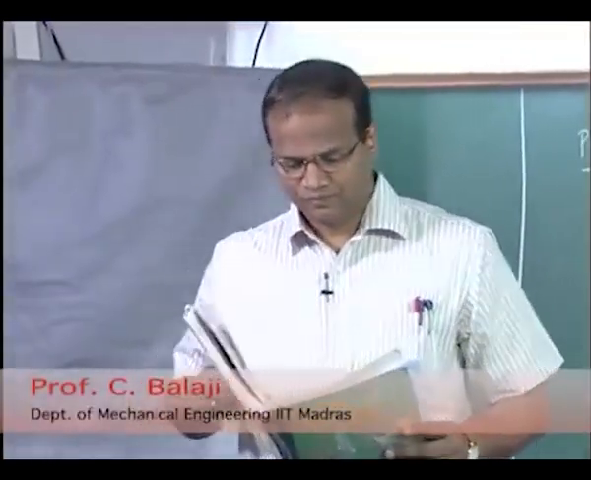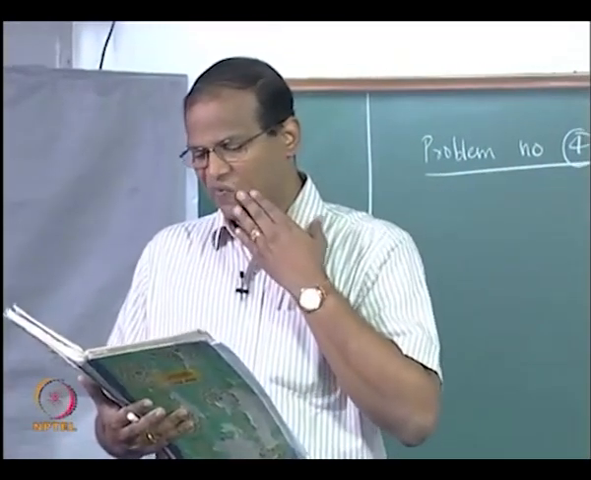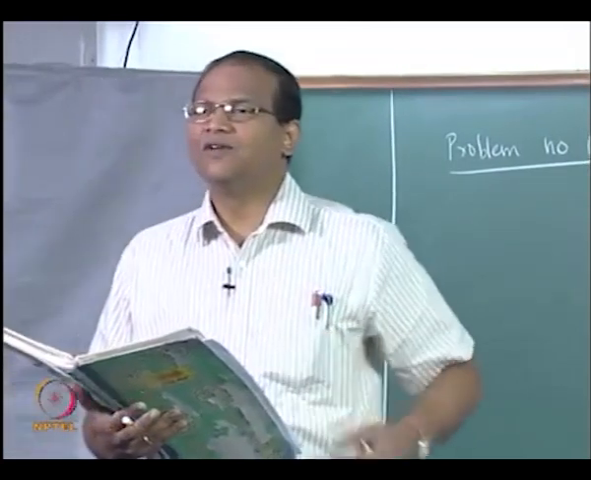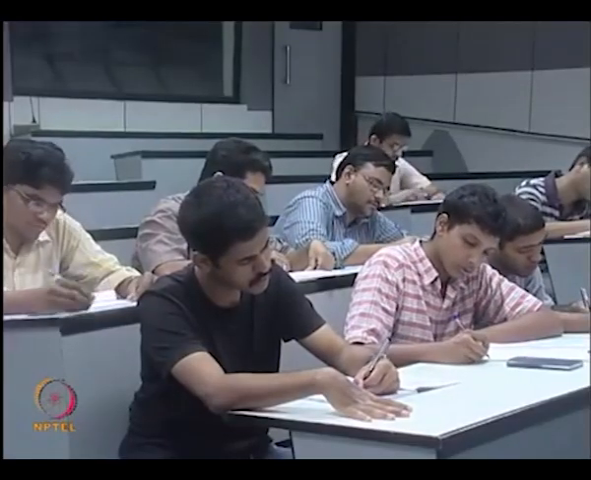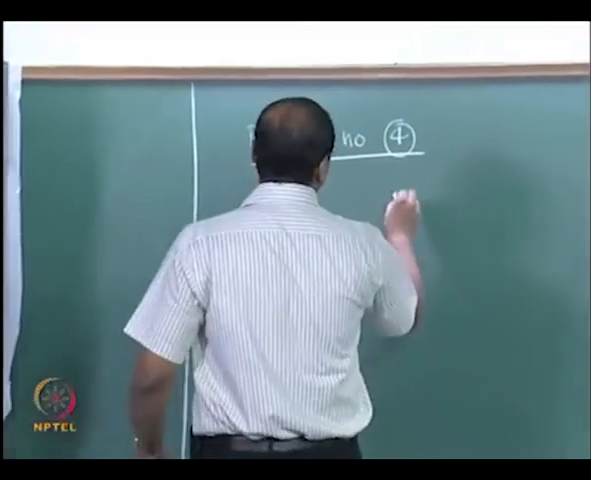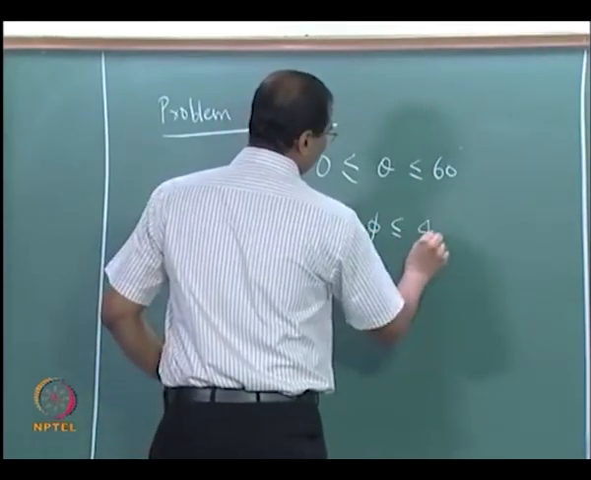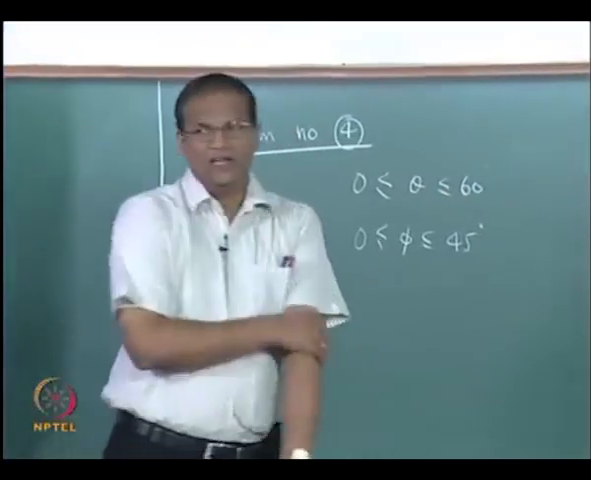So, problem number 4, determine the fraction of the total hemispherical emissive power within brackets capital E in watts per meter square, to make it clear, leaving a diffuse radiator, in the direction 0 less than or equal to theta less than or equal to 60 degrees and 0 less than or equal to phi less than or equal to 45 degrees.